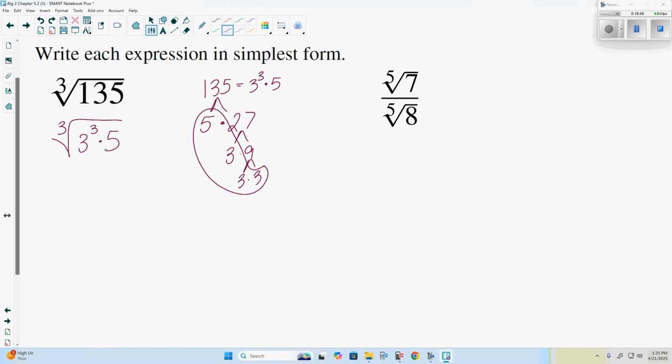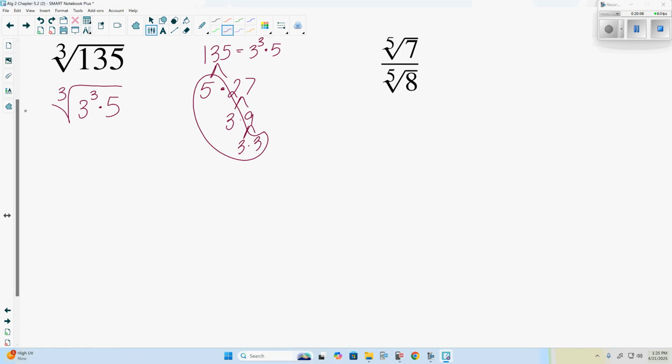So 135, we could say, is 3 to the third power times 5, or we're looking at the cubed root of 3 cubed times 5. Now again, we don't necessarily have to, but I'm going to write this out so we can see this. Since we do have two things being multiplied together inside the radical, we can break it apart. Well, what would the cubed root of 3 cubed be? Well, the cubed root of 3 cubed is 3. Can I take the cubed root of 5?